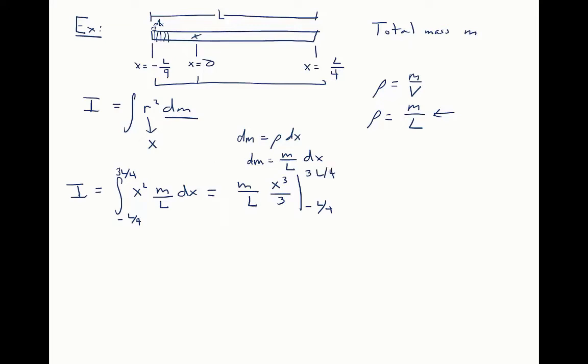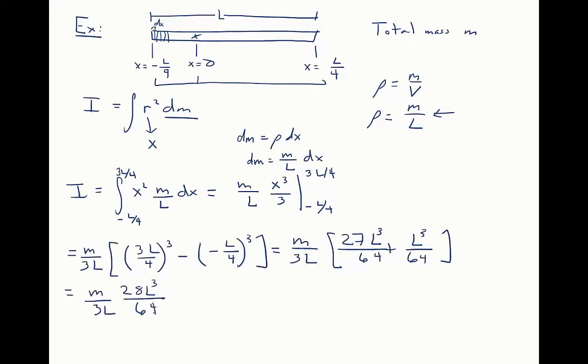Okay, so what does this give us? Well, we have m over 3L that we can just pull out. So I can reduce this L to L squared. In simplifying fractions, I end up at, alright, there's our moment of inertia, 7/48 ml squared. Moment of inertia should always have units of mass times the length squared. It's this fraction that you get out in front of it that you don't know.